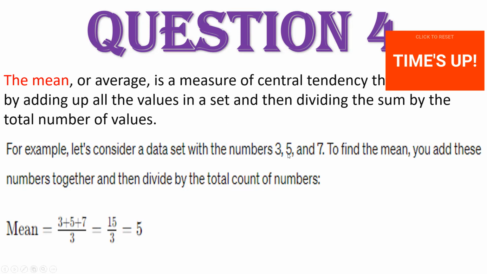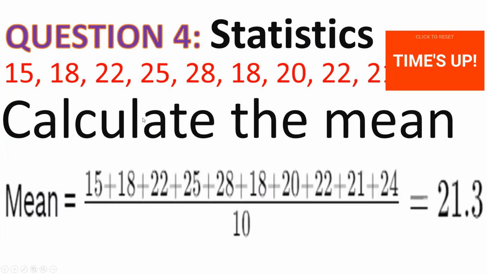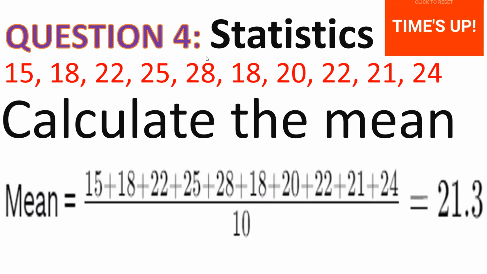For example, you have 3, 5, 7. You are adding 3 plus 5 plus 7 and dividing by 3. Done. It means average. The mean is average. This is our question now. So now we can answer this question. Question 4. We have these numbers, 15 plus 18 plus 22 plus 25, just like that. We are adding them all, and then we should count how many numbers we have.